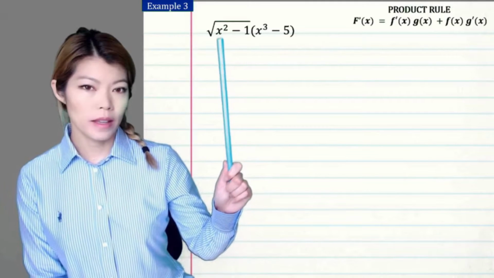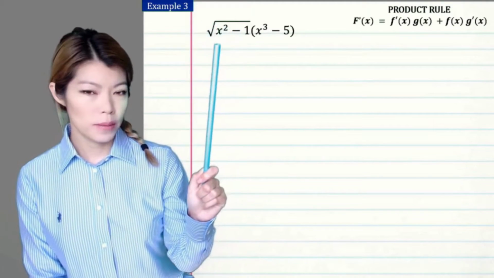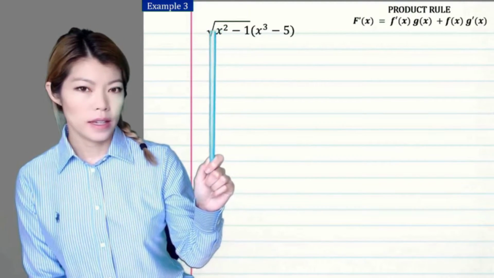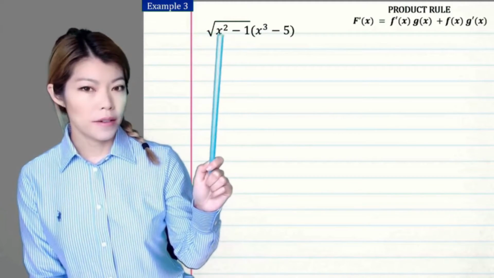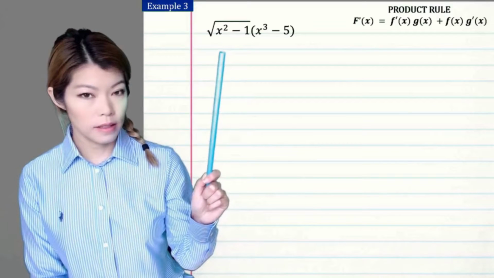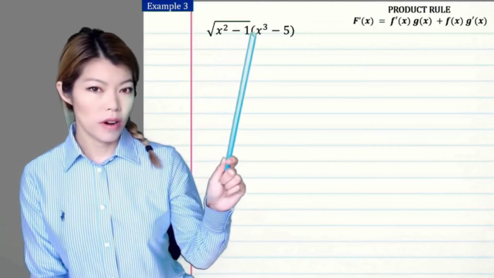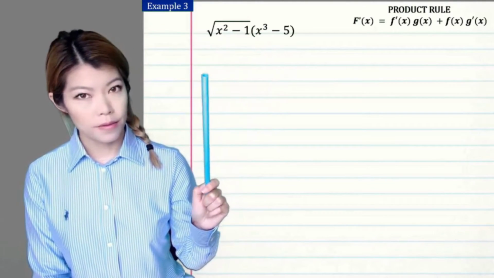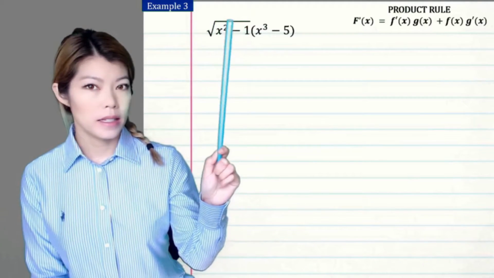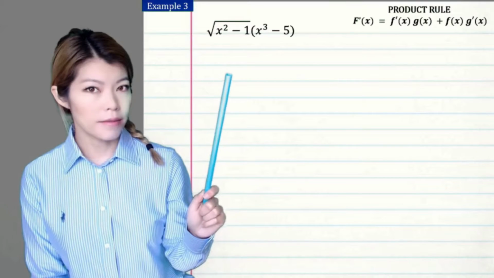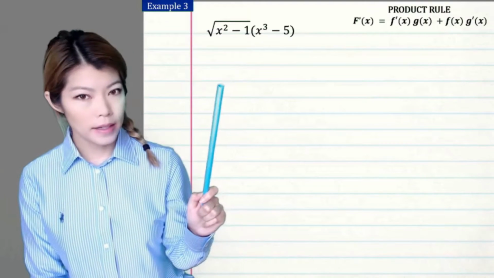Example 3. This time we have to use the chain rule for the first part again. So we have (x squared minus 1) to the power of a half. Deriving the inside first, we have 2x times, deriving the outside, bring the half down. So 2x times a half is just x. And then minusing 1 from the power, a half minus 1 is minus a half.